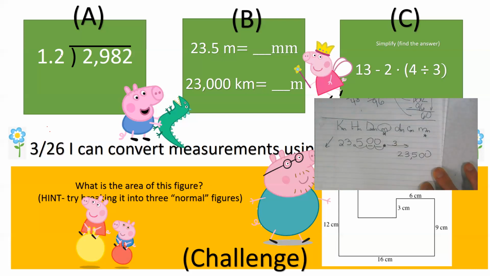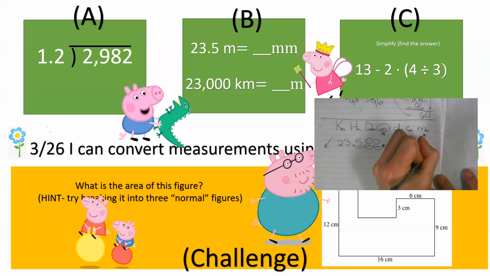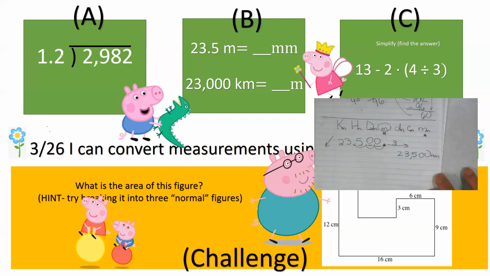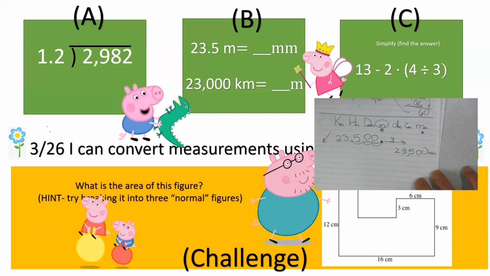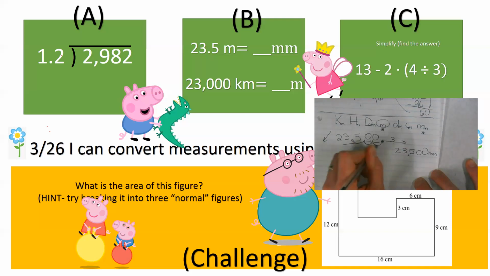All right, so because we moved the decimal over 3 times, we turn our answer into 23,500. So the answer there is 23,500 millimeters. Okay. And I'll show you again. You put your 23.5, you follow your directions of right 3, right 1, 2, 3. Whoa, the decimal moves way over here. It turns our number into 23,500. Let's try the next one.